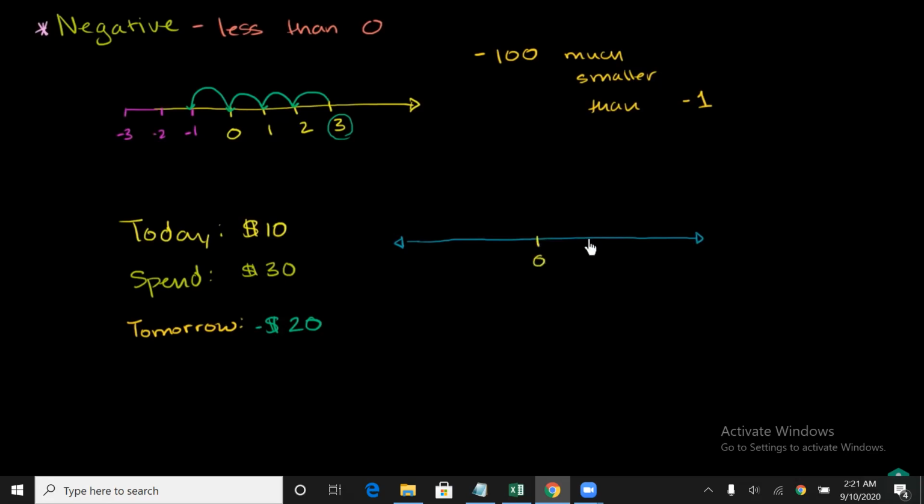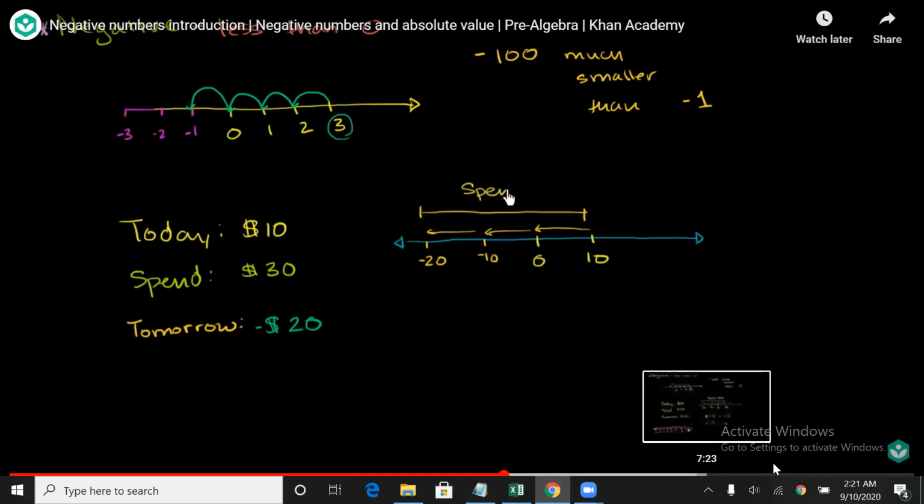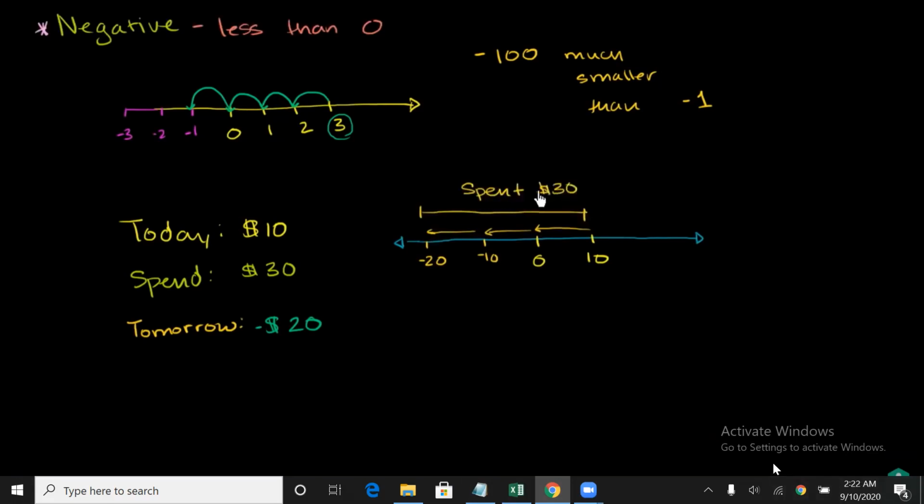So that is 0. I'm starting off with $10, and spending $30 means I'm moving 30 spaces to the left. If I move 10 spaces to the left, if I only spend $10, I'll be back at 0. If I spend another $10, I'll be at -10. If I spend another $10 after that, I will be at negative 20. And this whole distance right here is how much I spent: $30.